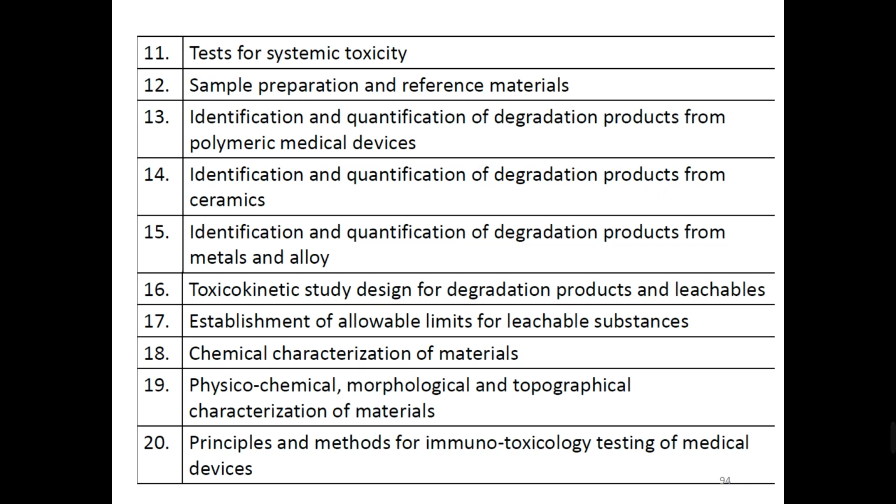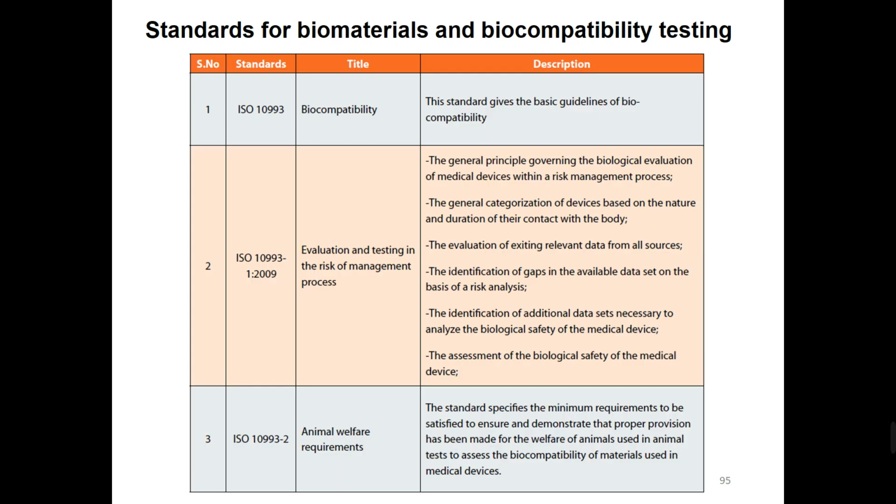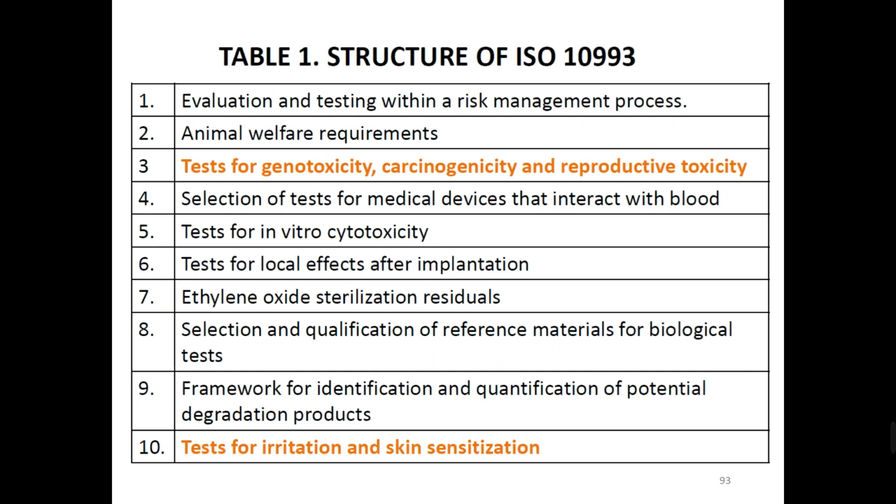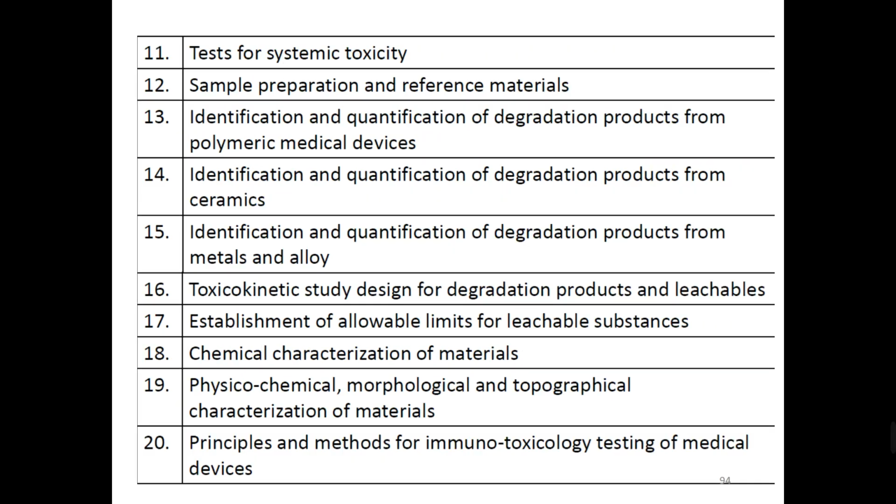And actually in total we have 20 parts of ISO 10993, including systemic toxicity, toxicokinetic study design for degradation products and leachables. Dan yang nombor 20, the last one, will be principles and methods for immunotoxicology testing of medical devices.